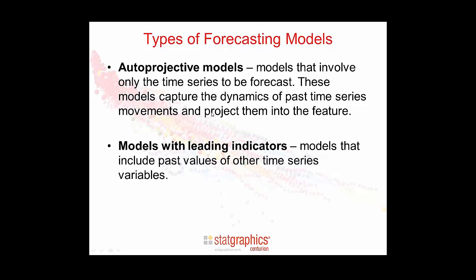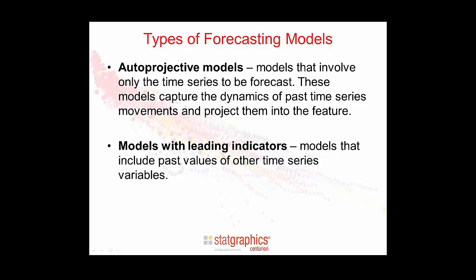The second basic type of model that we'll be looking at are models with leading indicators. Those are models that not only capture the dynamics, the past behavior of the time series you're trying to forecast, but also include past values of other time series variables. So for example, if I wanted to forecast GDP and I knew that the number of construction permits in the previous quarter was a leading indicator, I could add that to the auto-projective model.